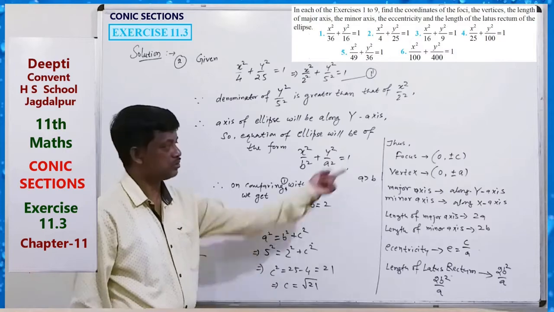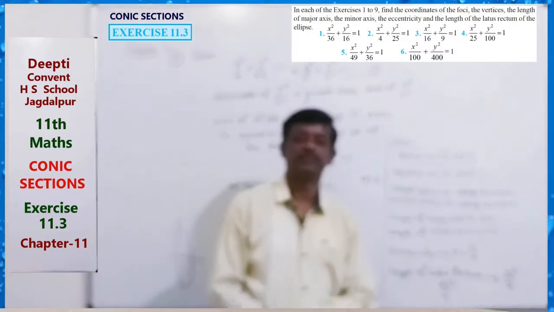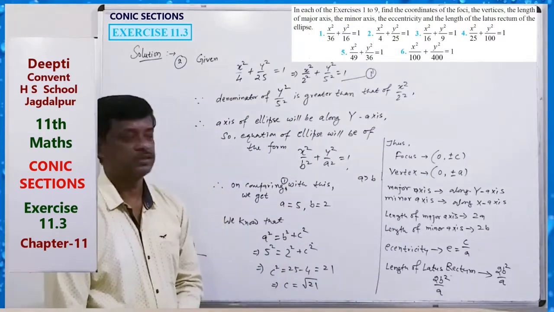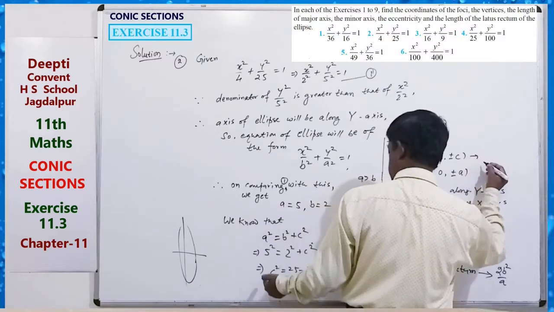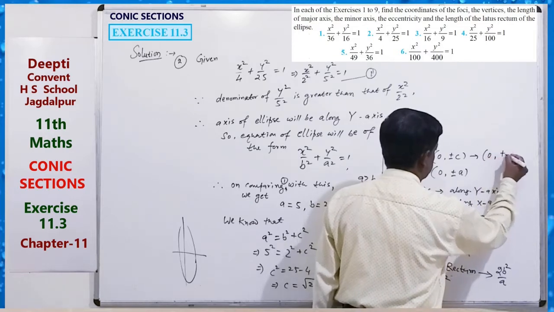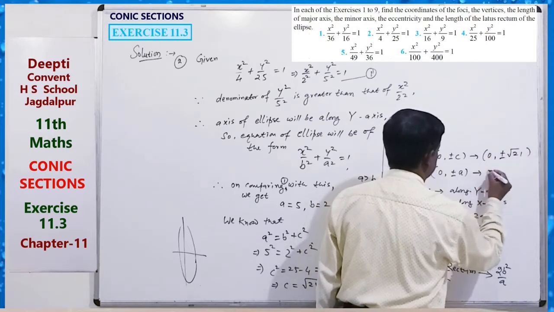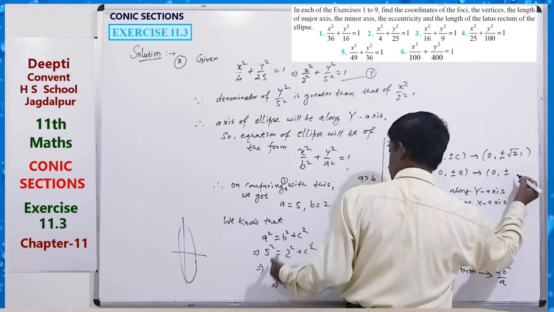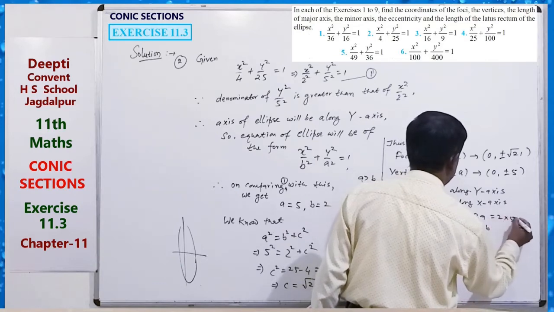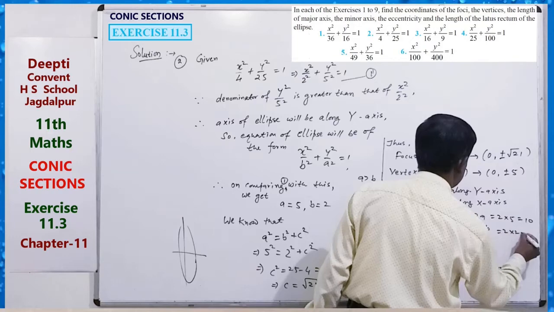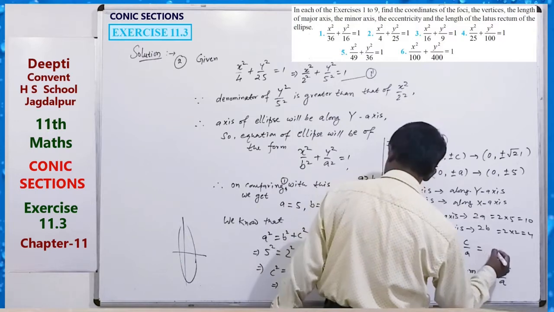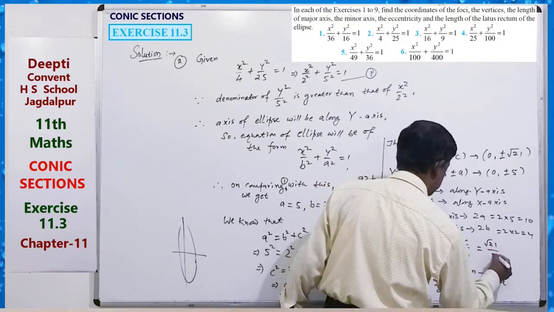Now all the things you can find. a, b, c we know, so you can write. These are the formulas for finding the constants of the ellipse. So focus can be written what? Focus c is root 21. So here 0, plus minus root 21. Then 0, plus minus a equals to 5. 2a, 2 into 5 equals to 10. And 2 into 2 equals to 4. 10 and 4. And then c by a, eccentricity. c is root 21, so root 21 upon 5.